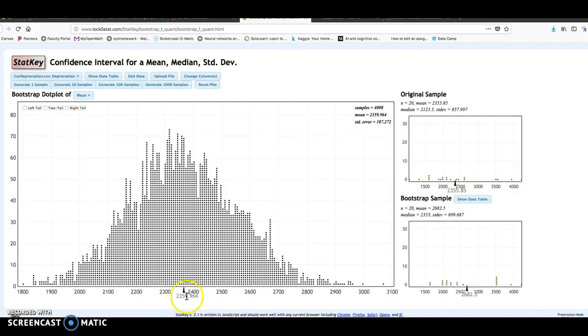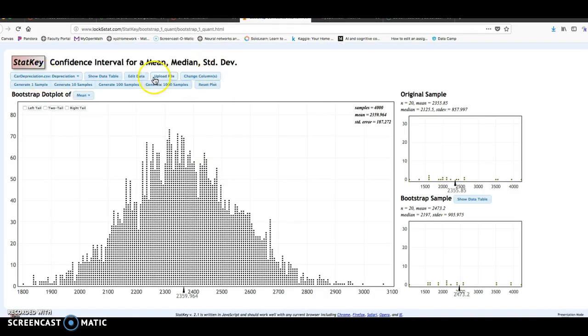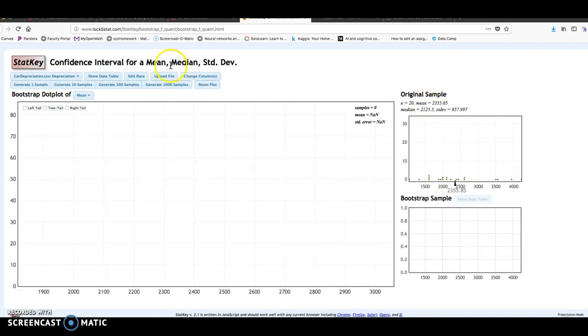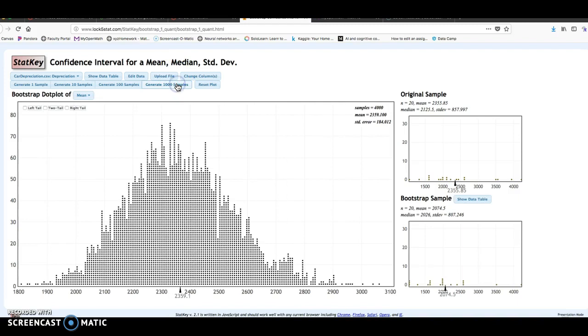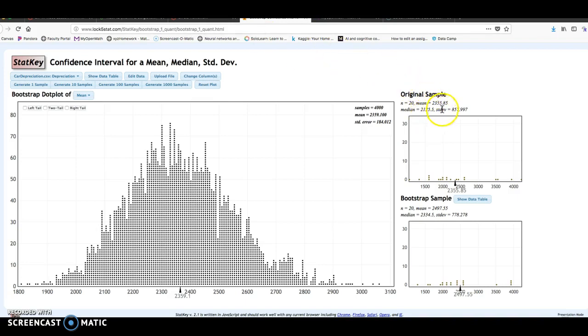I've got 2359.9, so 2360 would be mine, but this is not going to be the exact same. It should be somewhat close to 2356, but bootstrap distributions are random. If I were to reset the plot, keep the same sample, and generate a couple more bootstrap samples, I would get 2359. So for these problems, there is not an exact answer. There is a range of answers that the online homework will accept. The standard error is right here, 184.